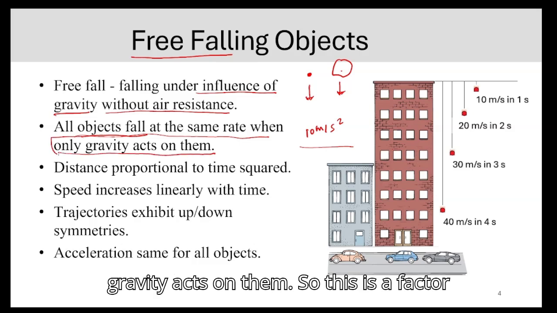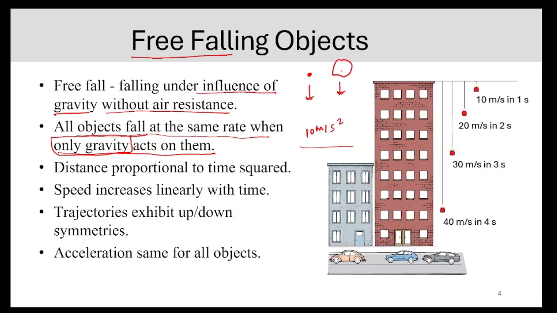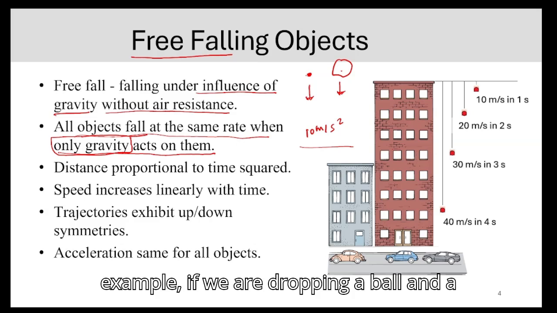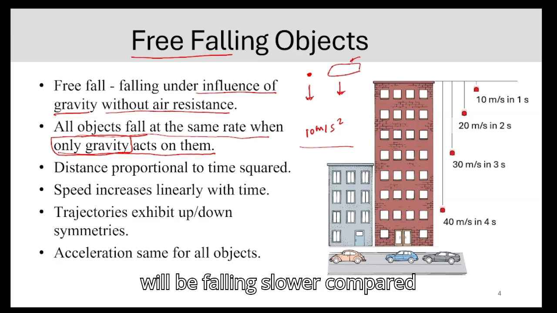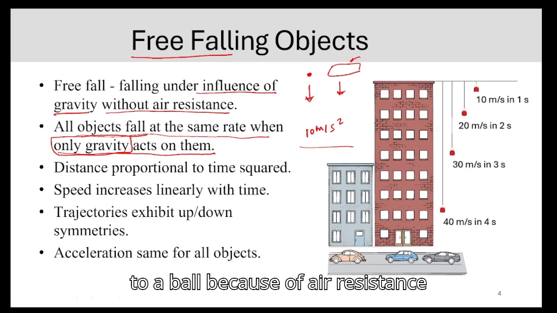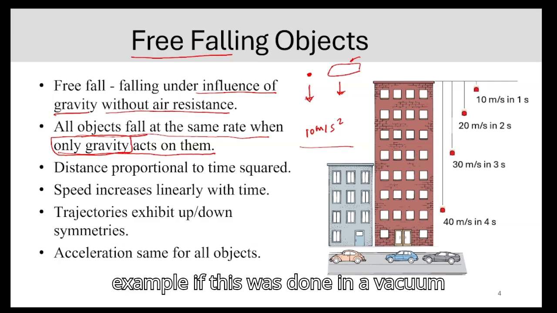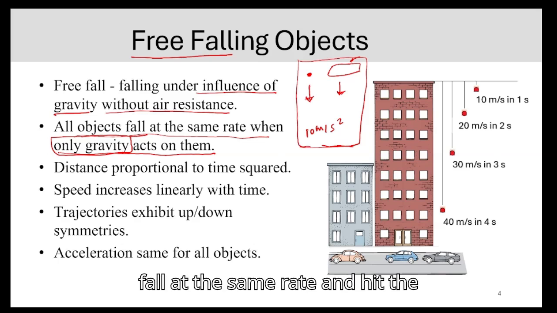This is a factor we need to consider, because since we are on the surface of the Earth, it's not just gravity. We also have air resistance. That's why, for example, if we are dropping a ball and a sheet of paper, the paper will be falling slower compared to a ball because of air resistance. However, if there is no air resistance, for example, if this was done in a vacuum, then both of these objects will fall at the same rate and hit the ground at the same time.